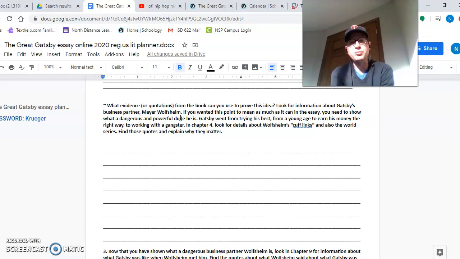Now, when you're trying to prove in your paper why it matters that Gatsby worked with Wolfsheim, first you want to show what type of dude Wolfsheim is, and there's a couple good details about Wolfsheim in chapter 4. So I want you to look up information about his cufflinks and also about the World Series and quote that down, right? Because this is showing the type of person that Gatsby works with.